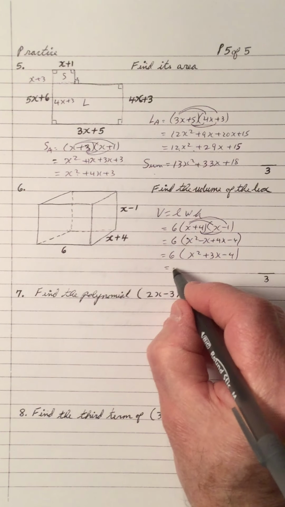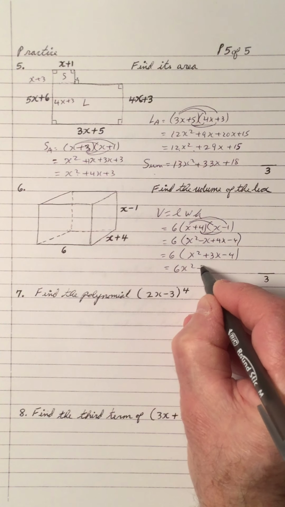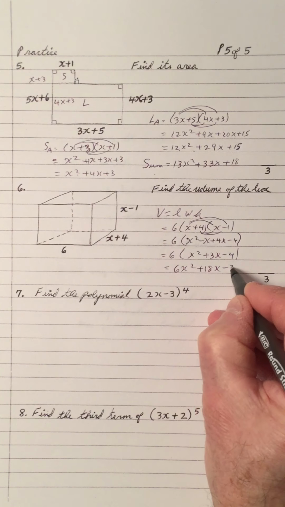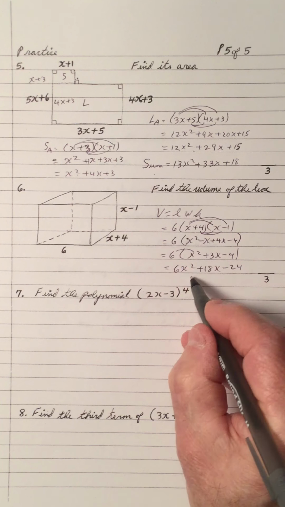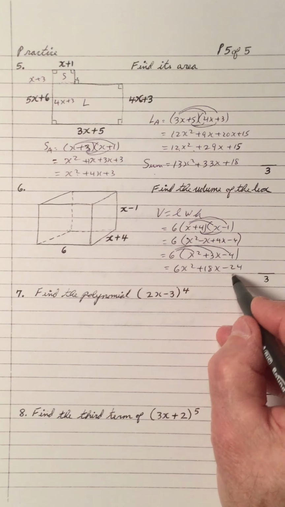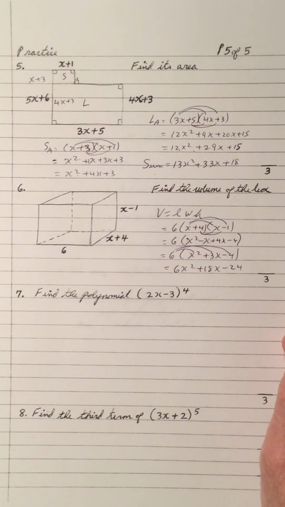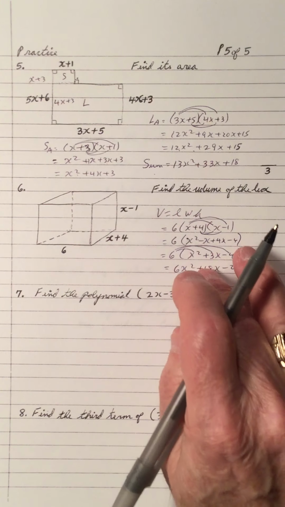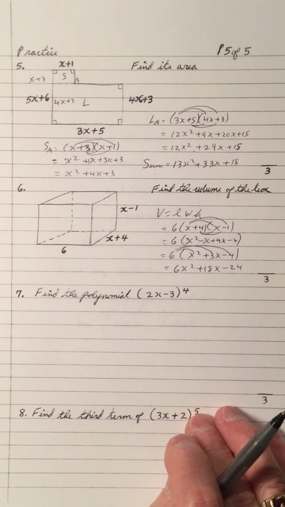Now multiply by 6. 6x squared plus 18x minus 24. 6 times x, 6 times 3x, 6 times 4, 24. And there's your polynomial representing the volume of that box.